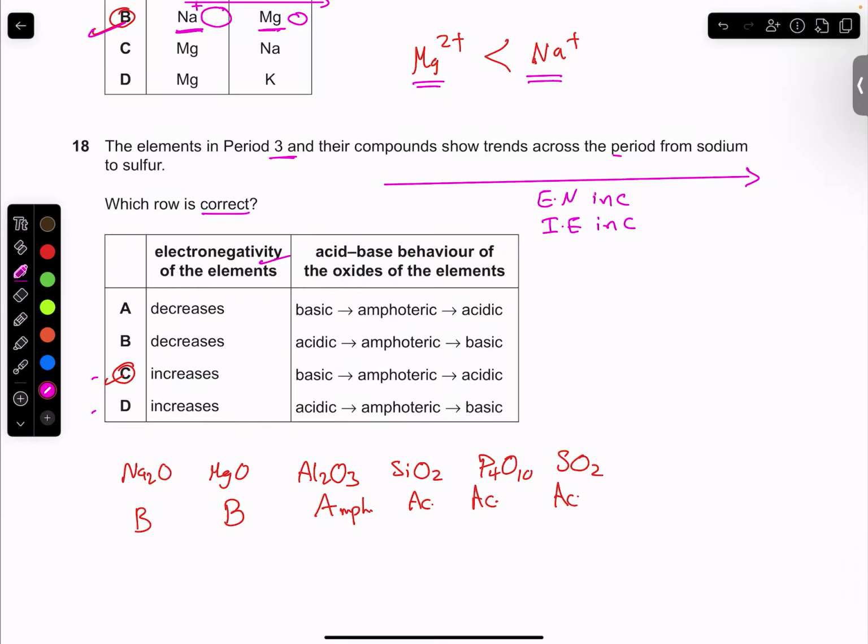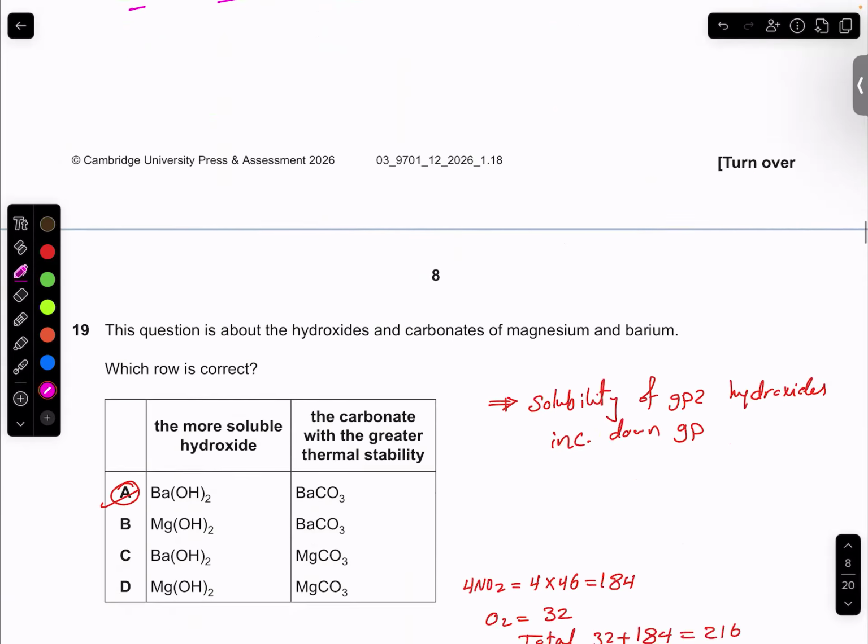And the acid-base behavior of the oxides of the elements. As you know, sodium oxide is basic, magnesium oxide is basic, aluminum oxide is amphoteric, and the rest are acidic. So as we go from left to right, it changes from basic to amphoteric to acidic. So the answer is C.